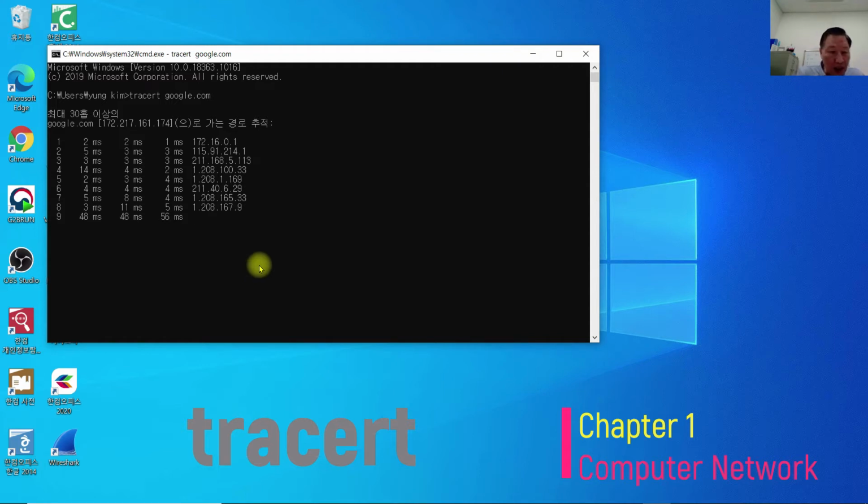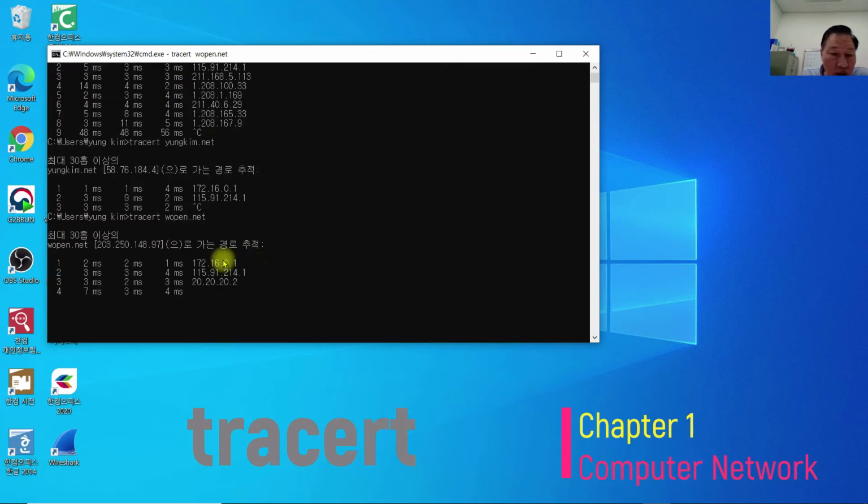If you want to interrupt, then simply press Control C, then you can interrupt. Let's try another traceroute. This one is near my computer, thus it will take less time. That means fewer intermediate routers will be used.